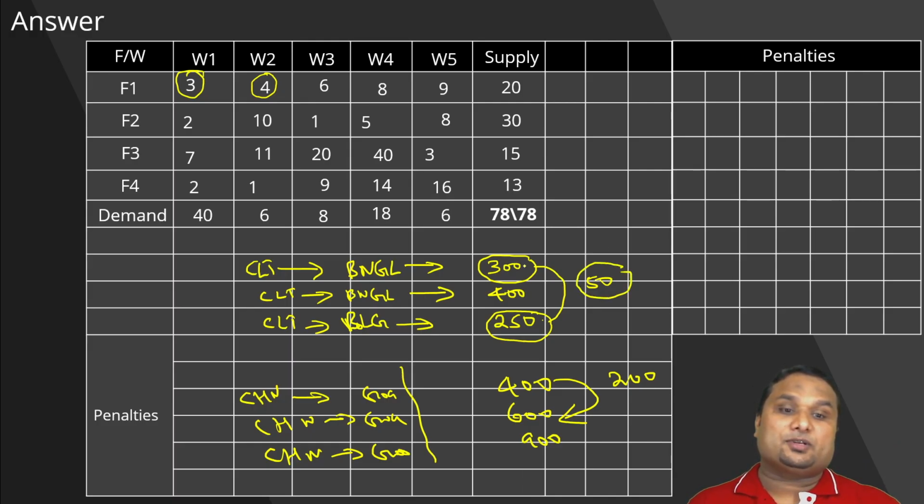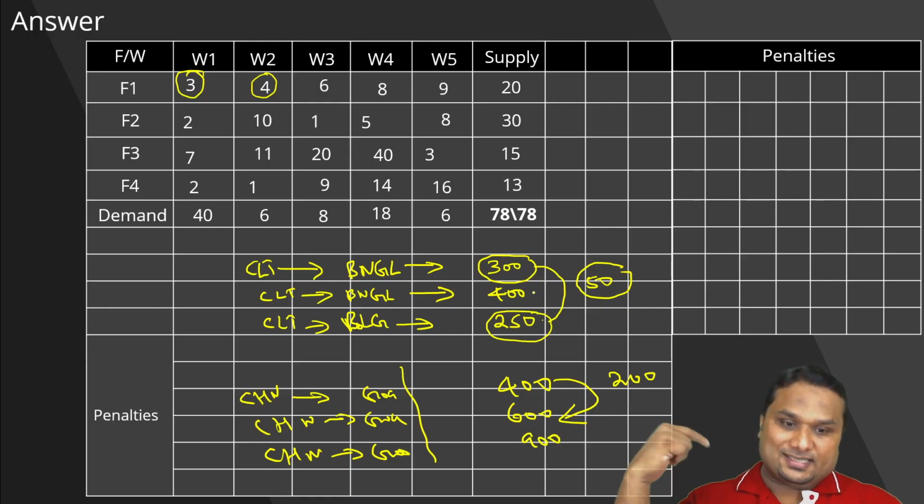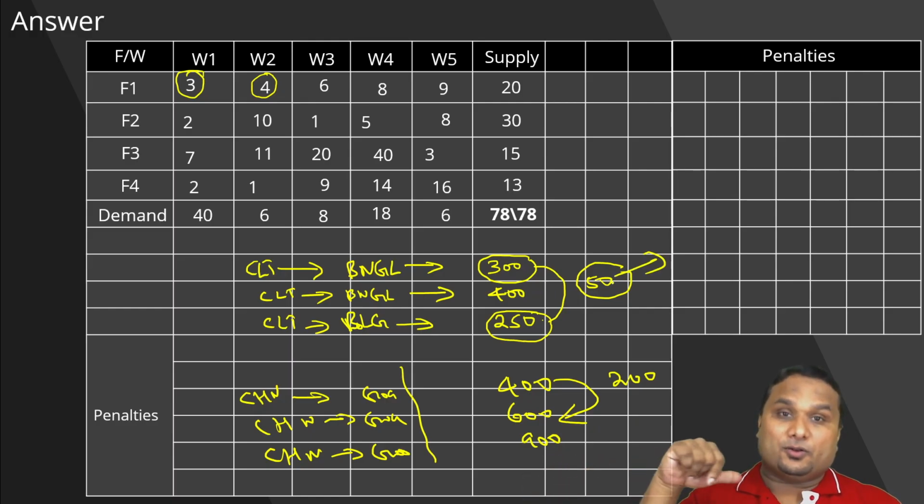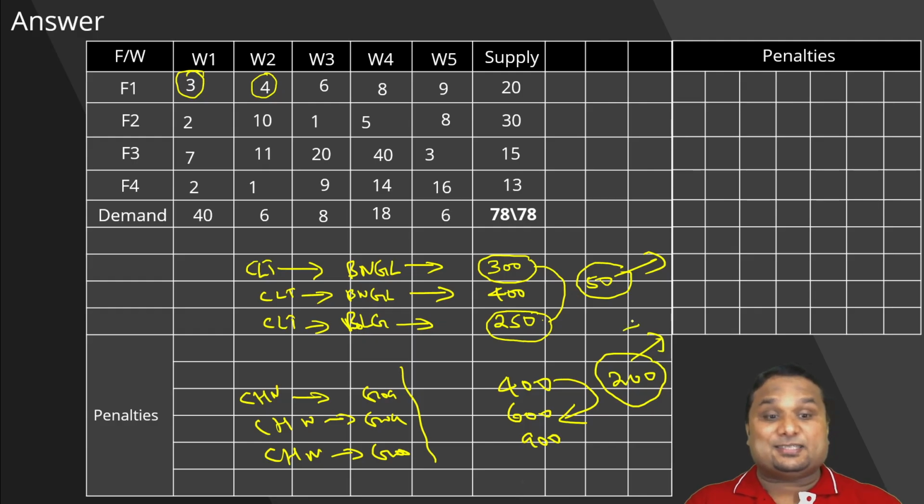If I'm not able to get the best one, if I'm not able to get a transportation of 250 rupees, then my cost is increased to 300. So the extra cost of not getting the best opportunity is 50. Here the extra cost of not getting the best opportunity is 200. This is the most danger. So the scenario Chennai to Goa is the most danger.